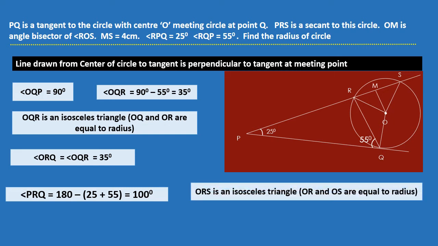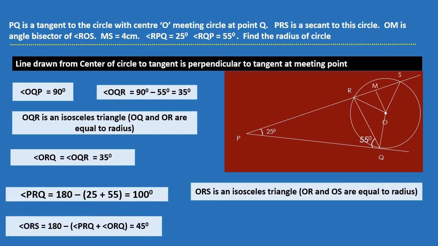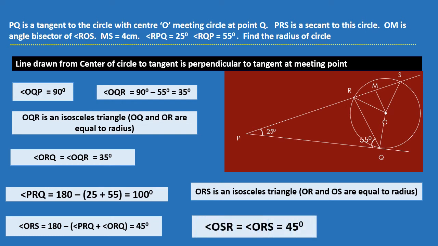Well, ORS is once again an isosceles triangle. OR and OS both are equal to the radius. So angle ORS is equal to 180 minus (angle PRQ plus angle ORQ), which is equal to 45 degrees. Angle OSR is equal to angle ORS, which is equal to 45 degrees. It's an isosceles triangle.